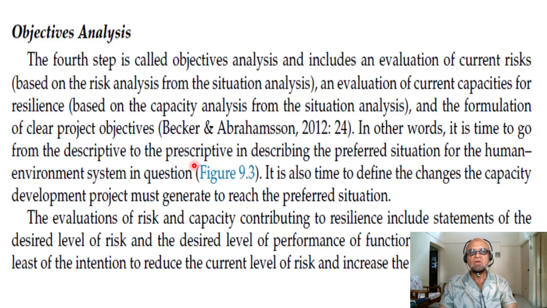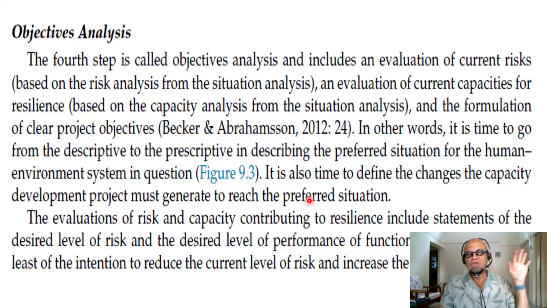The fourth step here is called objectives analysis and includes an evaluation of current risks based on the risk analysis from the situation analysis we just talked about, and an evaluation of current capacities for resilience based on the capacity analysis from the situation analysis, and the formulation of clear project objectives. In other words, it's time to go from the descriptive to the prescriptive in describing the preferred situation for the human environment system that we talked about before. It's also time to define the changes the capacity development project must generate to reach the preferred situation.